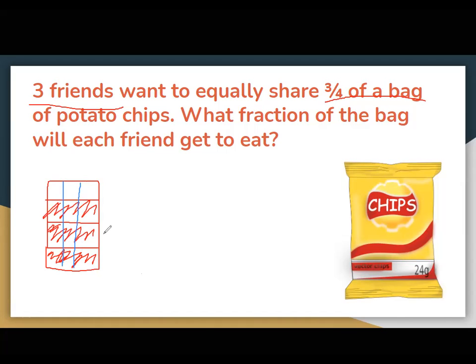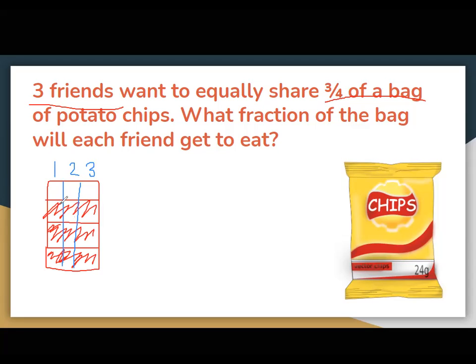All right. So now we can take a look. Here is the amount for one friend. Here is the amount for the second friend. And here is the amount for the third friend. And we can even label it first friend, second friend, and third friend.